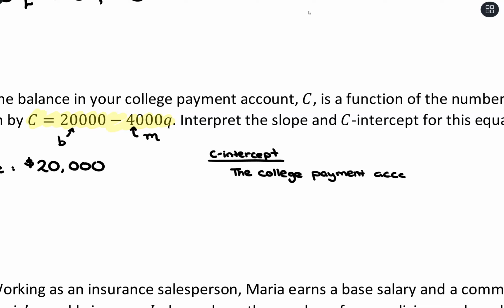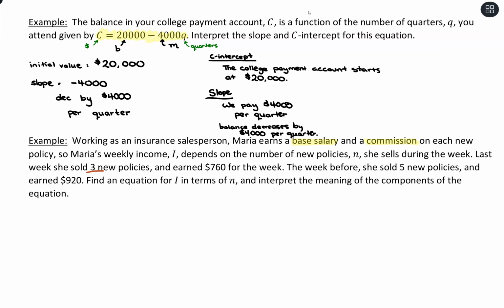Last week, she sold 3 new policies and earned $760 for the week. So what we have here is a coordinate, really. This idea of with 3 policies came $760. And the week before, she sold 5 new policies and earned $920. This is a second coordinate where we have 5 policies with $920. So it's like we have data that we're collecting. What we can use is just 2 coordinates to find this equation.